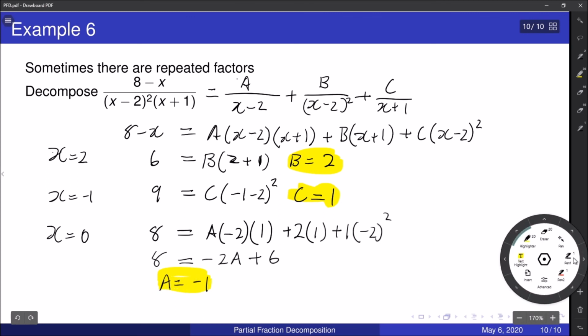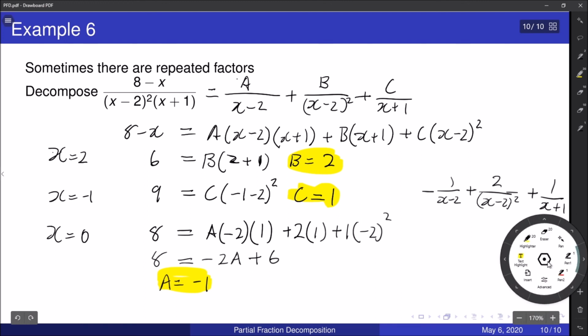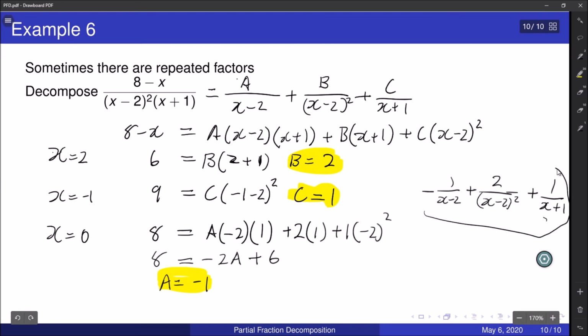And then in the end, I can just write everything down as -1 over x minus 2, plus b, which is 2 over x minus 2 squared, plus c, which is 1 over x plus 1. And here is your partial fraction decomposition. And so there is that.